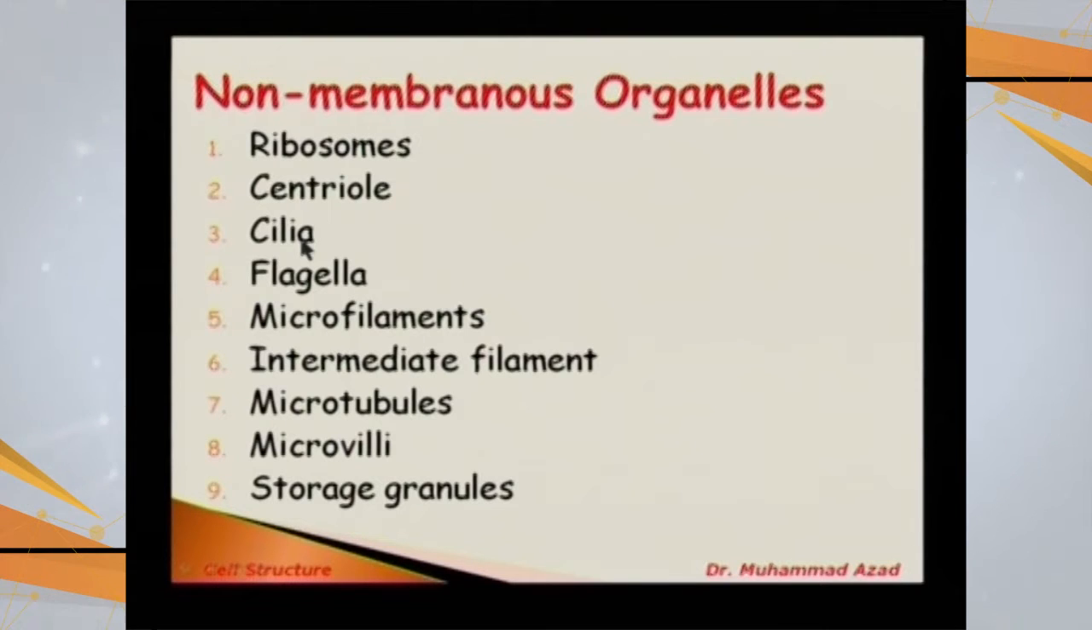So now we enter the 9 other organelles which are not bounded by a membrane. They are also performing very important functions, but they are found freely within the cytoplasm. So what are these 9? These are ribosomes, centriole, cilia, flagella, microfilaments, intermediate filaments, microtubules, microvilli and storage granules.